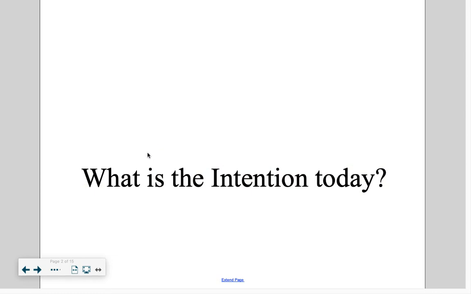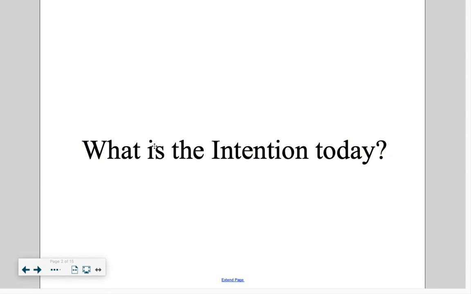So the intention for today, children, is for us to learn some expressions of how to tell time in French, okay? And that is our goal for today. And then tomorrow you're going to practice doing that, okay?